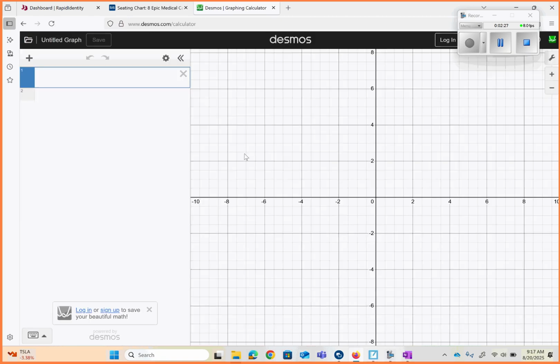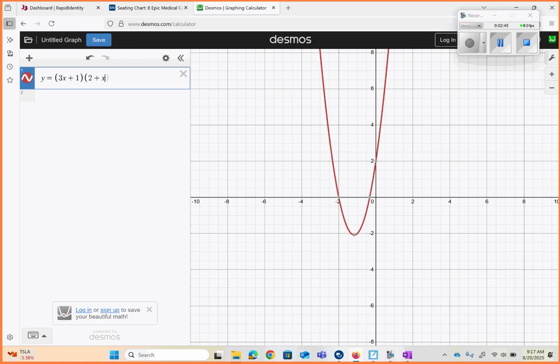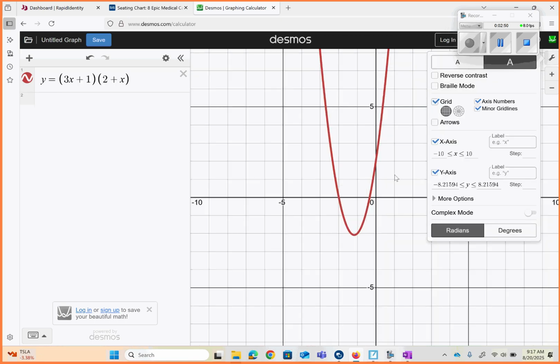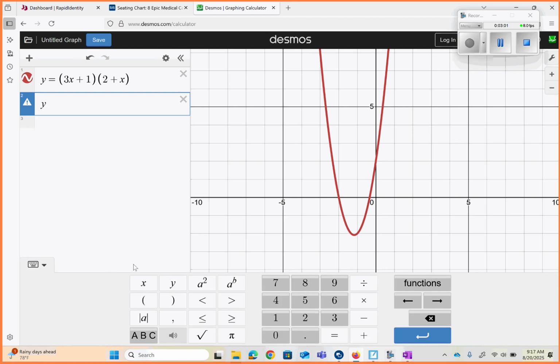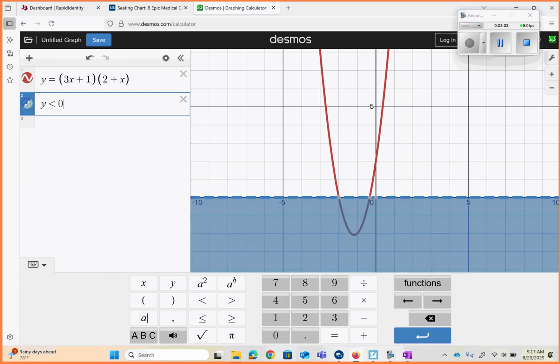All right, so number 14, I'm just going to go ahead and graph y equals parentheses 3x plus 1 over 2 plus x. And let's make that a little darker so we can see it a little better. So the second one you want to do is they tell you, hey, we want it to be less than 0. So I'm going to go y, and I'm going to use the inequality signs, and we're going to use less than, and you get that.